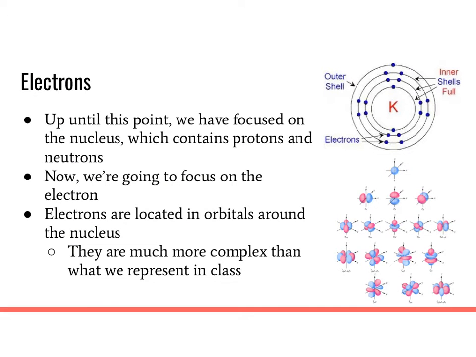Up until this point, we've really focused on the nucleus, being our protons and our neutrons, with our nuclear equations like decay, fission, fusion, and so on. But what we want to know more about is the electron. From now on in class, we're really going to be focusing on the electron. Electrons are located in orbitals around the nucleus, and they're actually much more complex than what we represent in class. In other classes, you may have seen what we call a Bohr model. This is a super simplified model. In reality, orbitals look like crazy balloon animals, essentially, but we're going to represent them in a different way that makes it easier to keep track of.